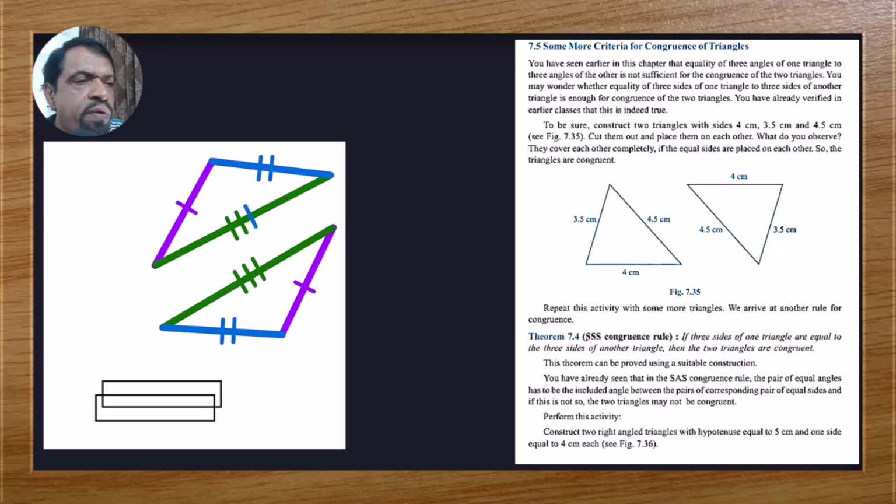Now next congruency criterion, SSS, side side side. See, in a polygon, if all sides are equal, they can cover each other. These are congruent. In this triangle, you can see this purple equal to purple, this blue equal to blue, green equal to green. So these are congruent by SSS.